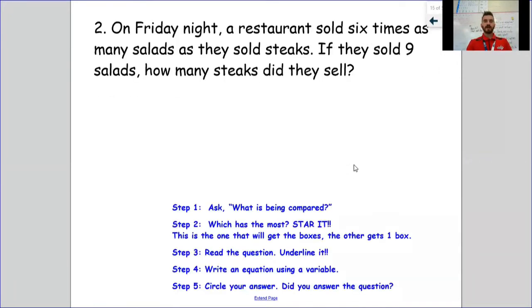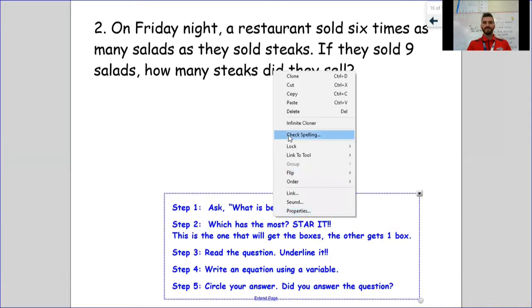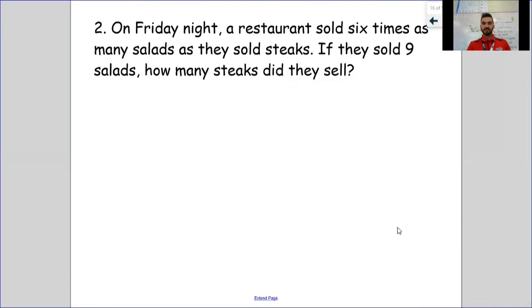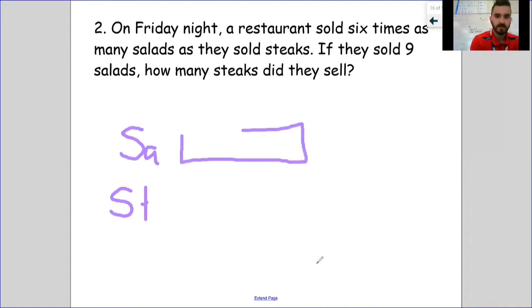Number 2, it says on Friday night, a restaurant sold 6 times as many salads as they sold steaks. If they sold 9 salads, how many steaks did they sell? All right, 6 times as many. Box method goes off in my head, and I'm going to pull out what I am comparing. I'm comparing the number of steaks they sold to the salads they sold. Now I'm going to put an SA for salad, ST for steak, and now I just got to read and figure out who's going to get my boxes. Well, it says they sold 6 times as many salads as steaks, which means salad's going to get those 6 boxes.